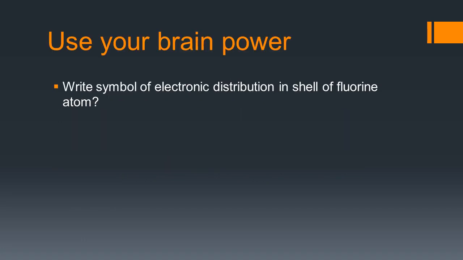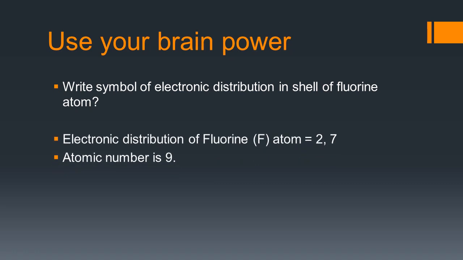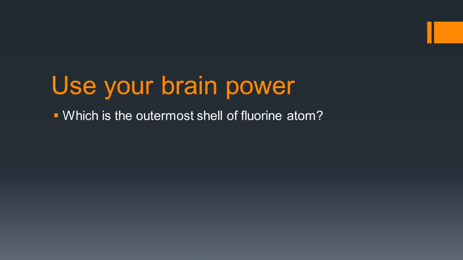Write the electronic distribution in the shells of a fluorine atom. The electronic distribution of fluorine, that is the F atom, is 2, 7, as the atomic number of fluorine is 9. So in the first shell it will have 2 electrons, and in the next L shell it will have 7 electrons. Which is the outermost shell of a fluorine atom? Students, L is the outermost shell of the fluorine atom, in which it contains 7 electrons.